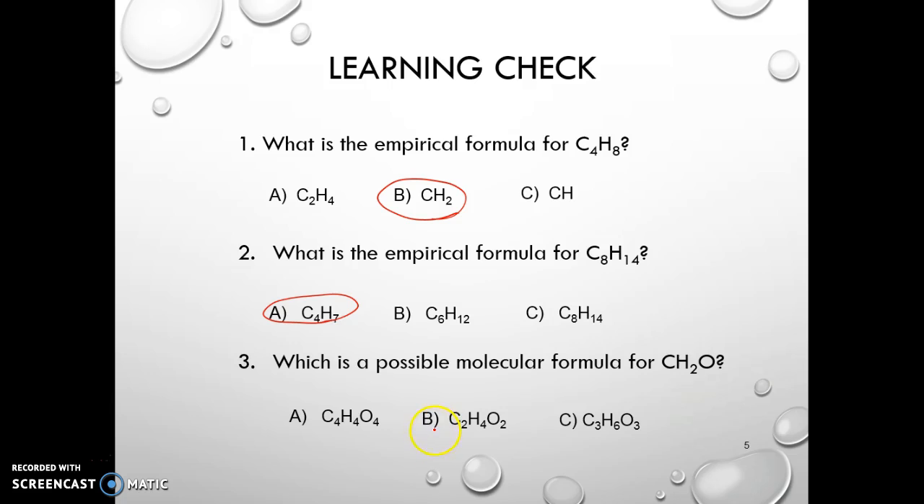Yeah, B is definitely possible. I multiplied by 2. 2 times 1 is 2. 2 times 2 is 4. 2 times 1 is 2. So that's definitely possible. Any others?